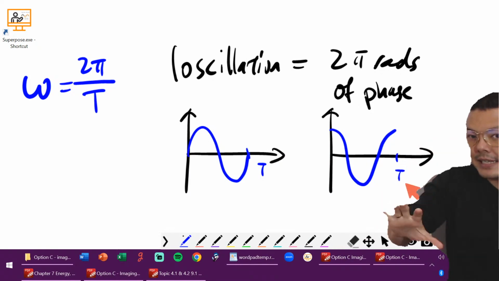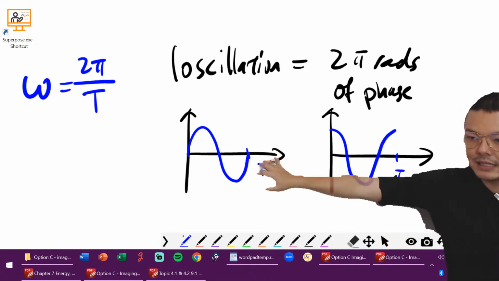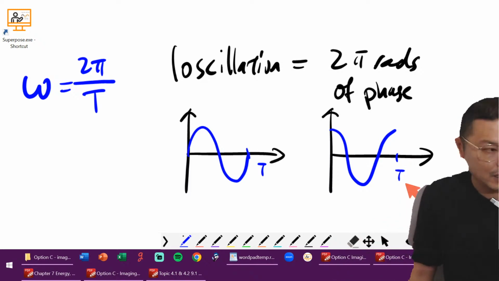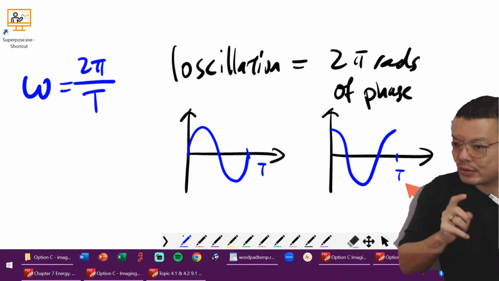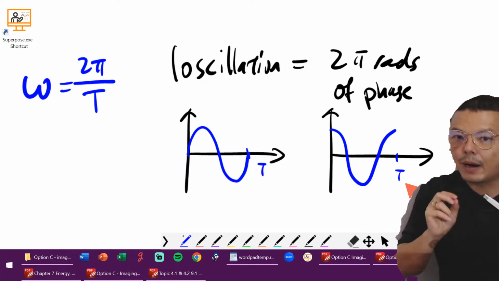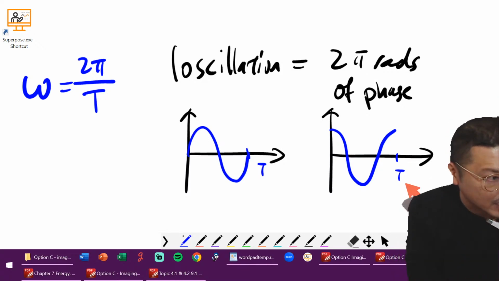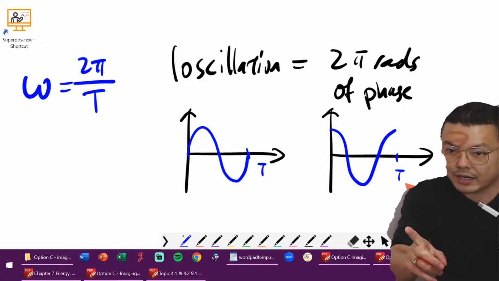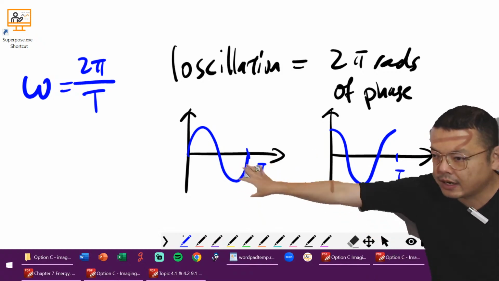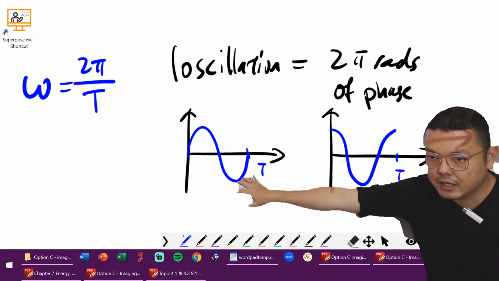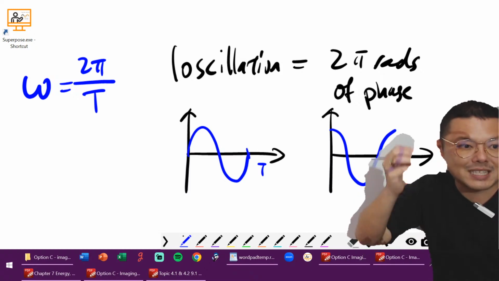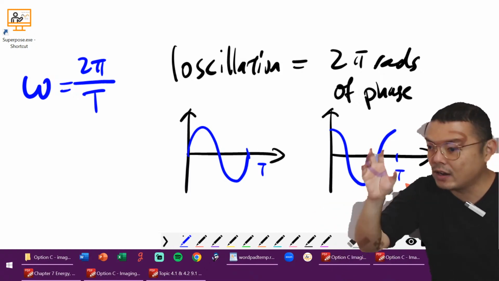So my point is this: these two graphs are the same thing. It's not about how you start the oscillation; it's about where you start observing the oscillation. Can I get you to understand this? What's the difference between these two graphs? The difference between these two is where you start observing the oscillation, not where the oscillation starts from.